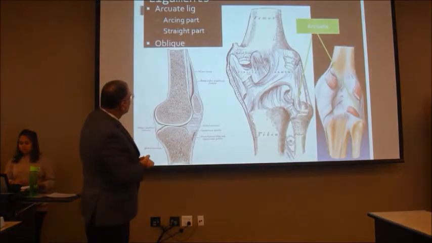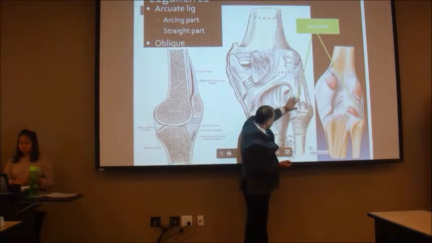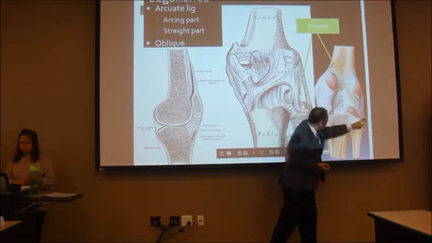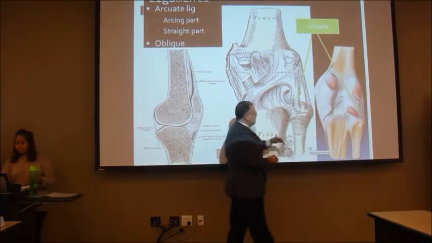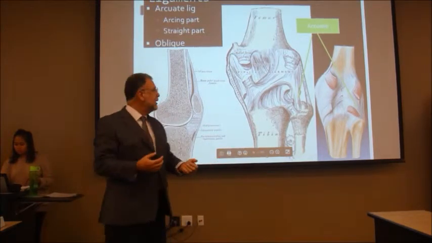Let's follow the next one. The arcuate ligament is a structure, a very strong fibrous band that is going to be part of the posterior lateral aspect of the knee.